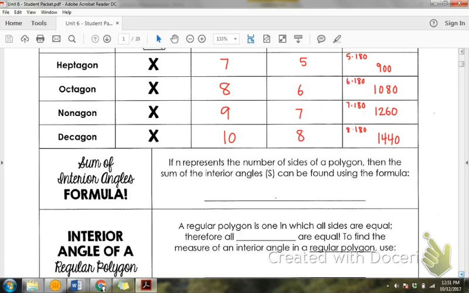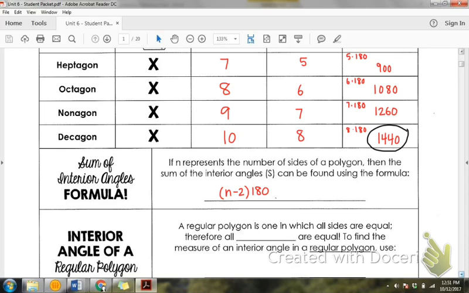All right, the next thing it says is the sum of the interior angles formula. That's what we've been doing, the sum of the interior angles. We know we can get the sum of the interior angles by doing n minus 2 times 180. And we've already filled that in on our chart. Now, let's look at number 10, the decagon. If I have a decagon drawn, and I know that all the angles inside the decagon add up to be 1440, how could I figure out how much each angle is inside the decagon?